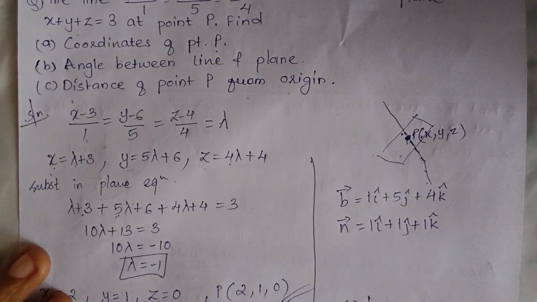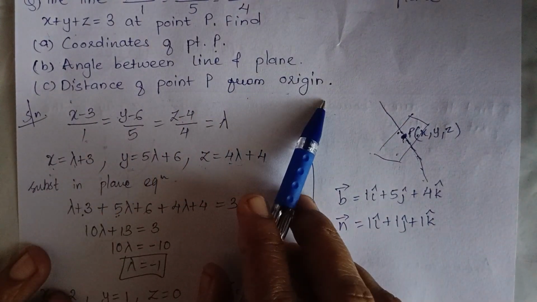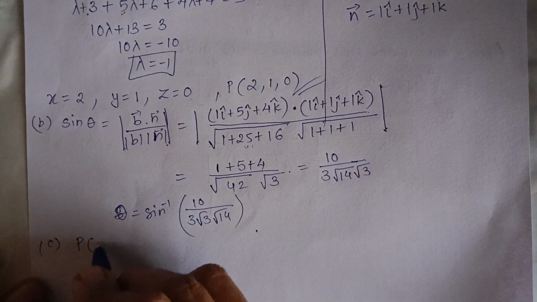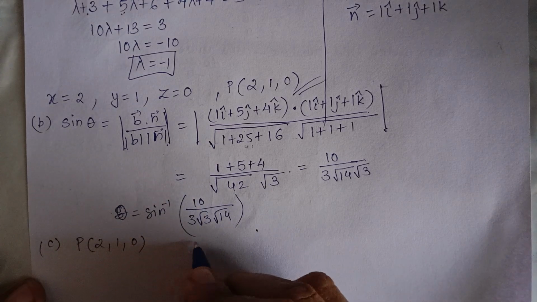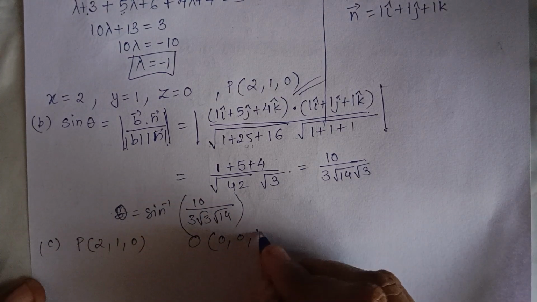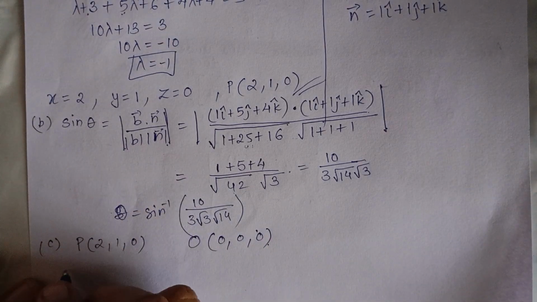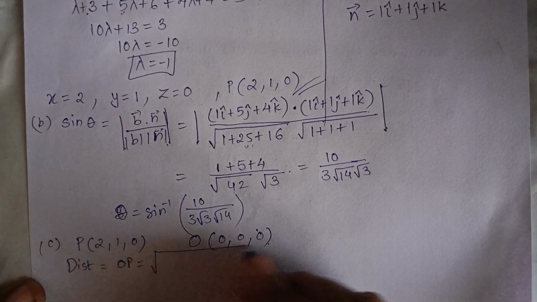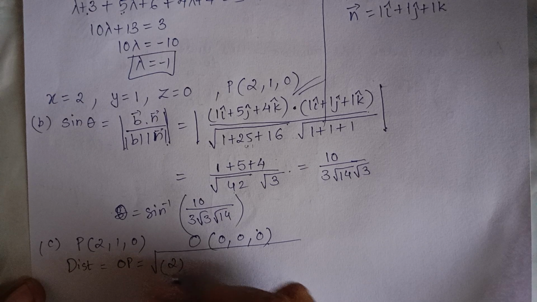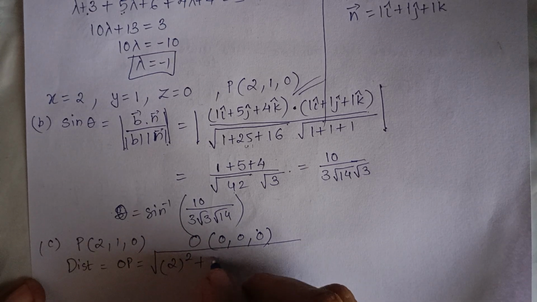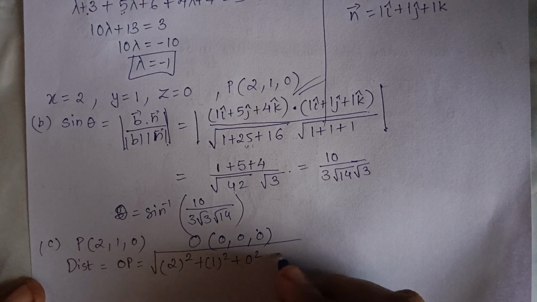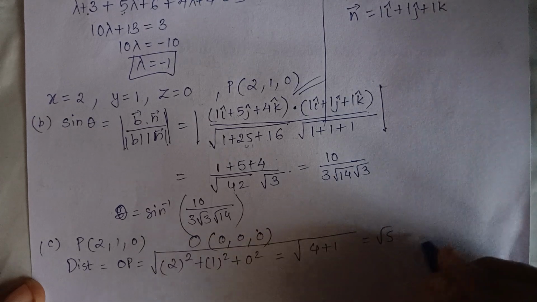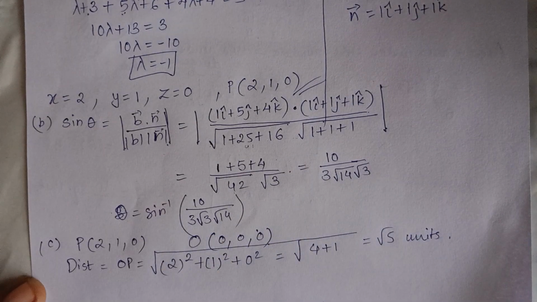Next we have to find the distance of point P from the origin. So our point P is 2, 1, 0 and the origin is 0, 0, 0. So what will the distance be? Using the distance formula, OP equals root of (x2 minus x1) squared and so on. Here it is 0, right? So you can directly write root of 4 plus 1, which is root 5 units.